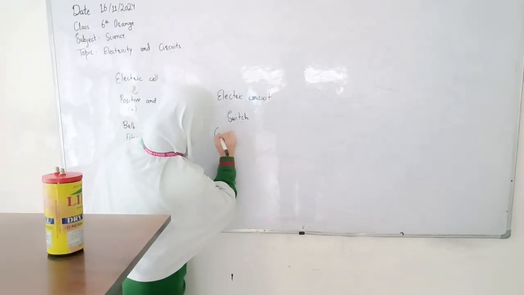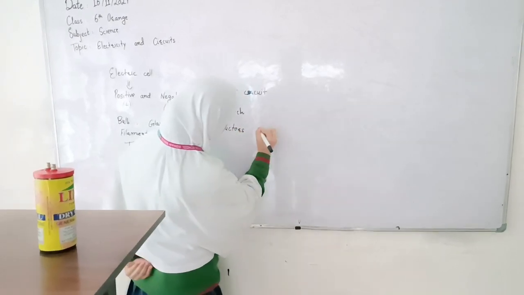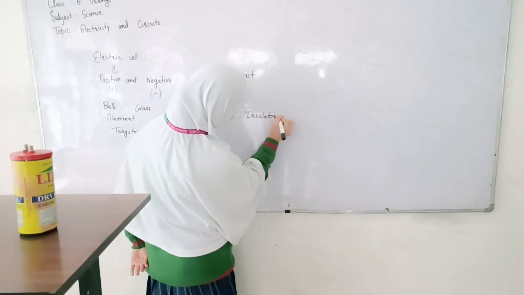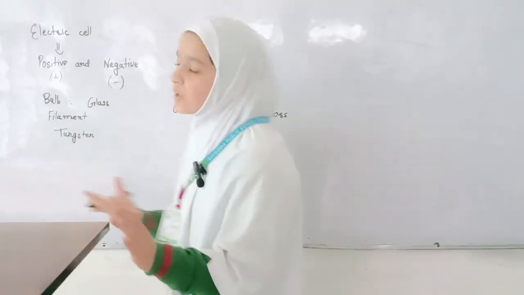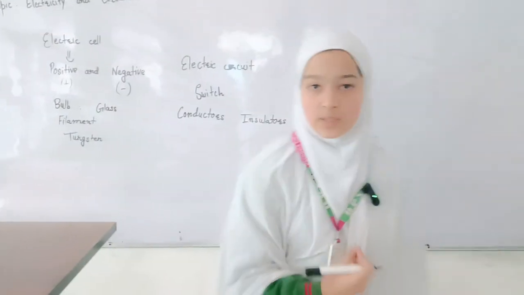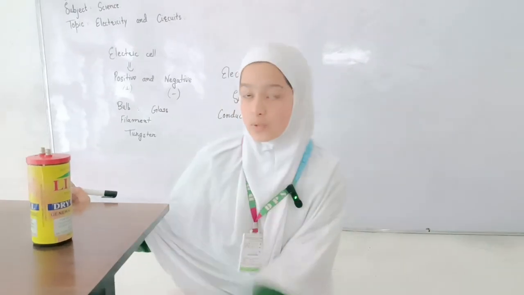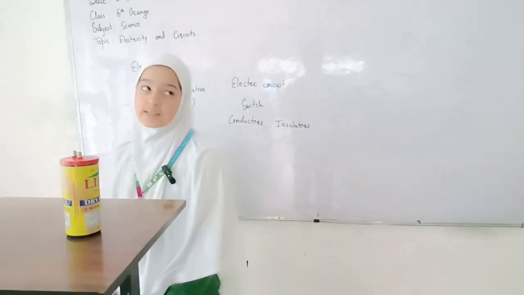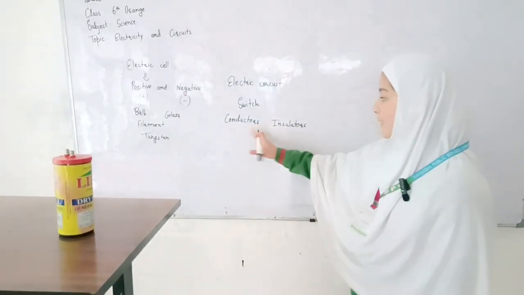And then comes the last topic, conductors and insulators. Conductors are the materials that allow electricity to pass through them. For example, copper or metals are very good conductors of electricity, and we humans are also very good conductors of electricity. Because our body is made up of water, and water is a good conductor of electricity. The second reason is that our body contains ions and minerals, for example sodium and potassium, which can conduct electricity. So these are examples of conductors.